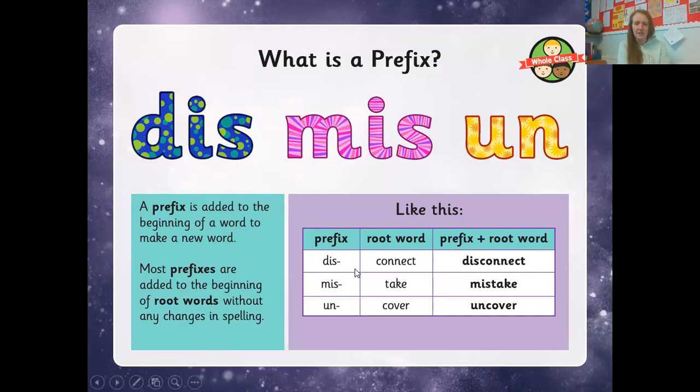So here, look, you can see down here, we've got dis, that's the prefix, with the root word connect. And if we put them together, we connect them, we get the word disconnect, prefix plus root word, disconnect.